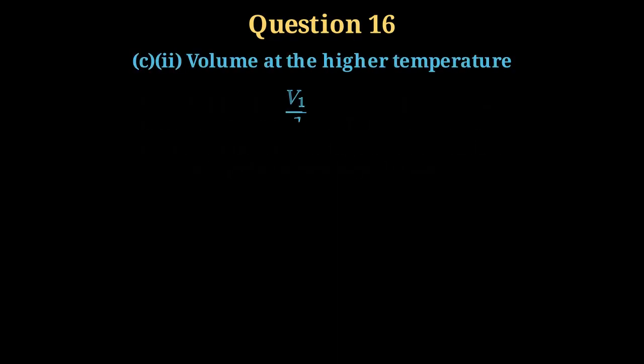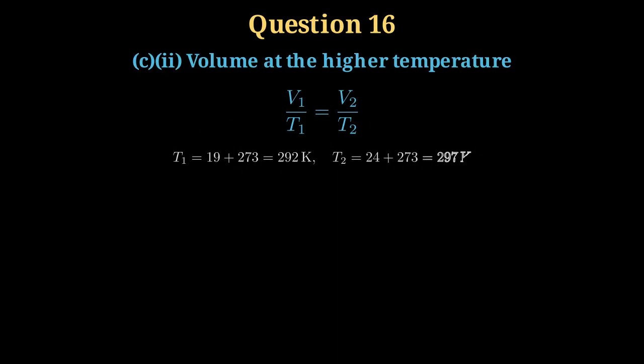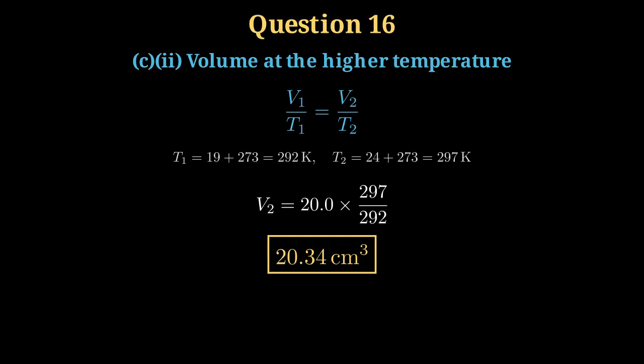Part C. 2. At constant pressure, Charles's law says V1 over T1 equals V2 over T2. Convert to Kelvin. 19 plus 273 is 292, and 24 plus 273 is 297. So V2 is 20 times 297 over 292, which is 20.34 cubic centimeters.